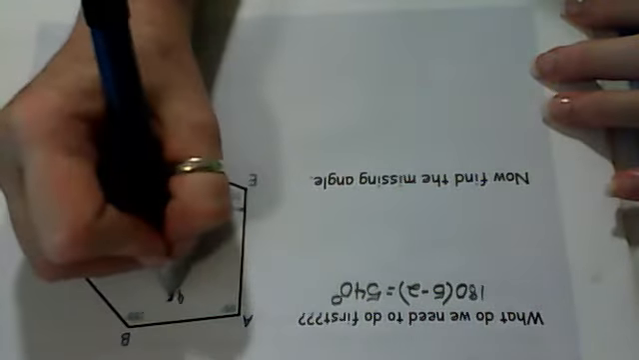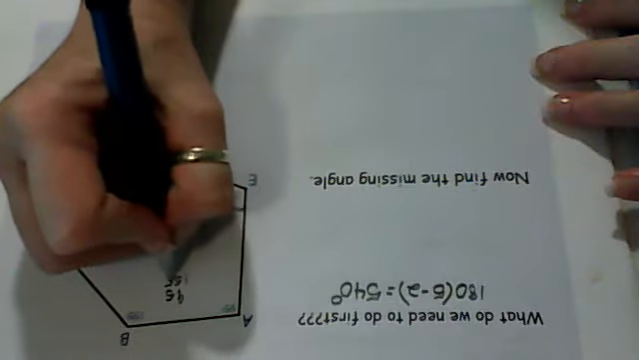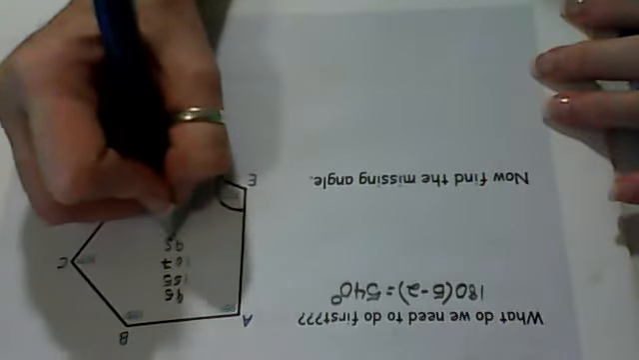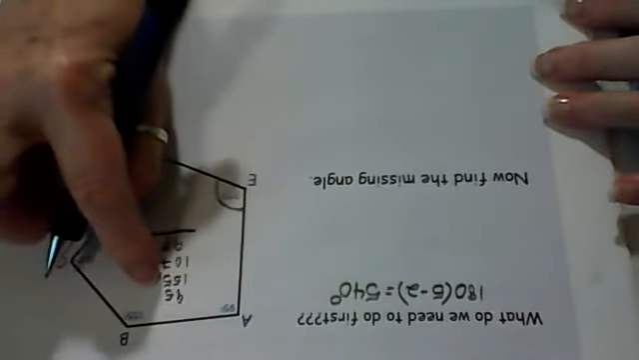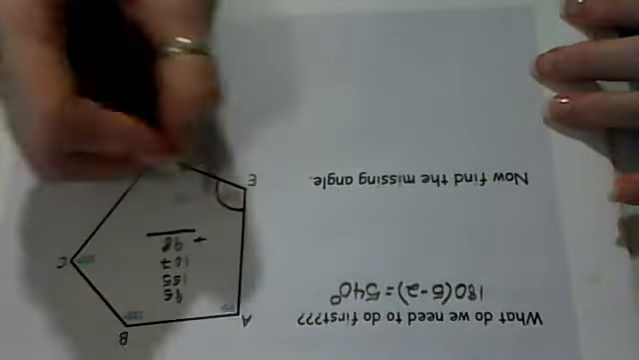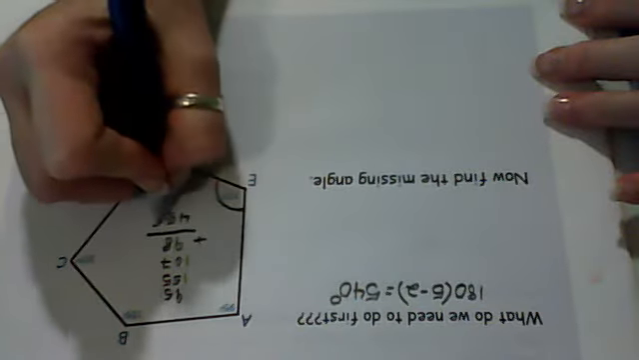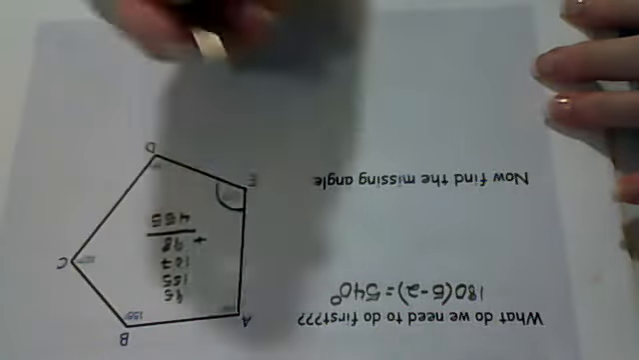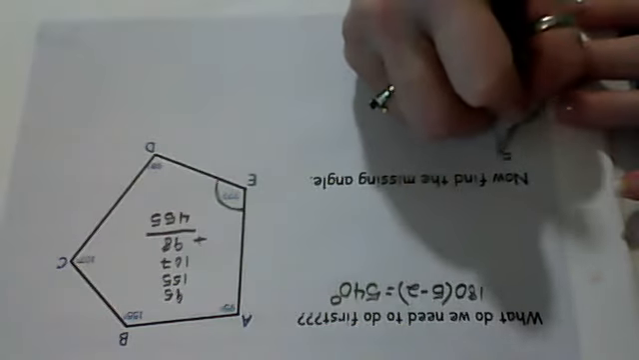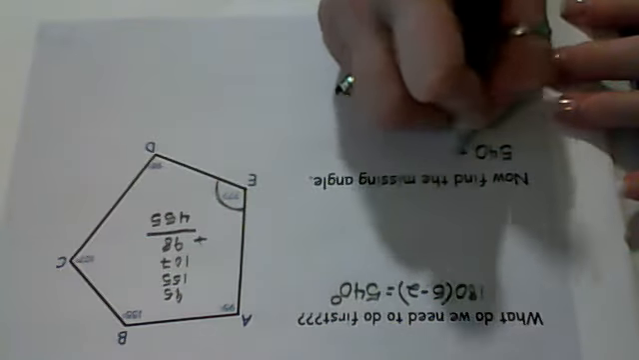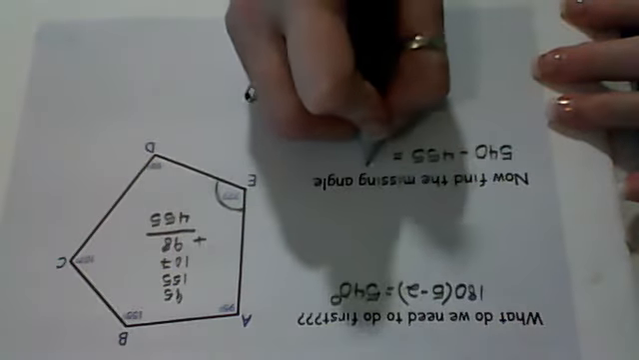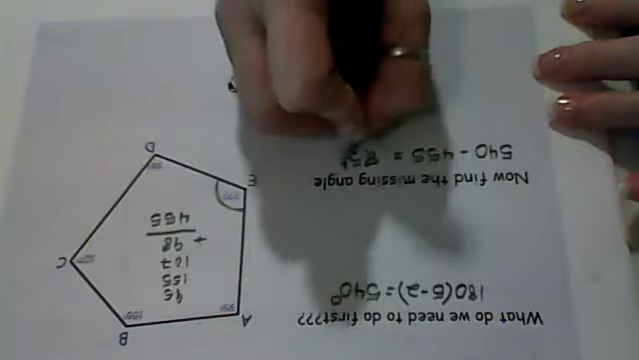We have 95, 155, 107, and you should do this with me. Remember, math is not a spectator sport. And if I add these numbers up, I get 455. So 455 of the degrees are accounted for. So to find the missing angle, I take the total number of degrees minus the ones I already know I have, and so the missing angle is 85 degrees.